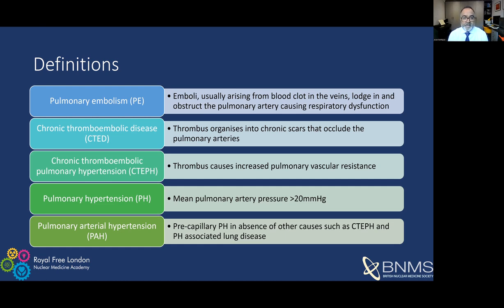Pulmonary arterial hypertension, however, is a pathology, and it is when you have a pre-capillary pulmonary hypertension in the absence of other causes of pulmonary hypertension, such as CTEPH or pulmonary hypertension associated with lung disease. So essentially, it is a diagnosis of exclusion, and it is a sort of discrete pathological entity and a diagnosis that we are trying to make.